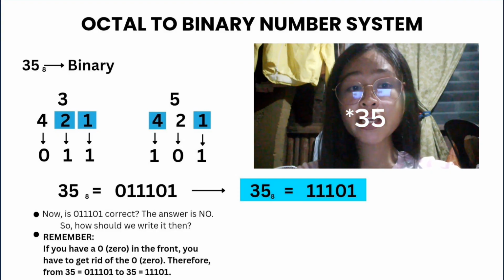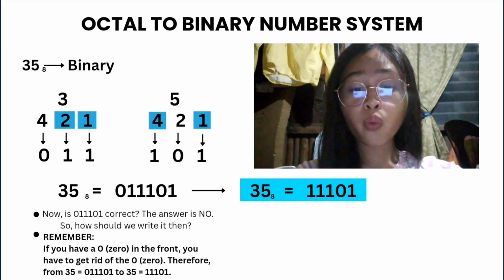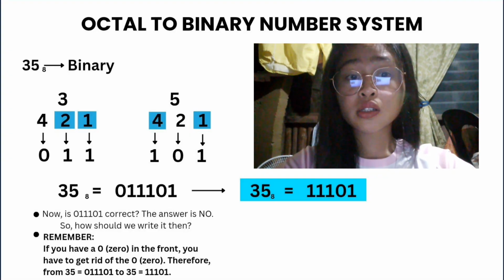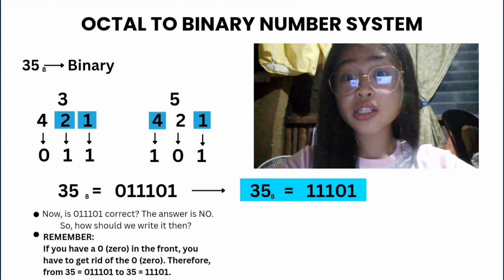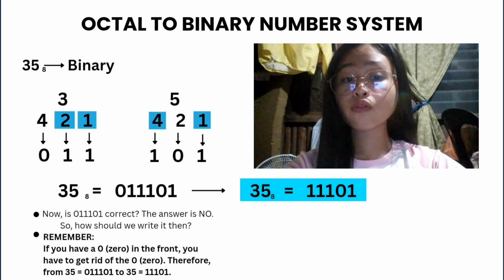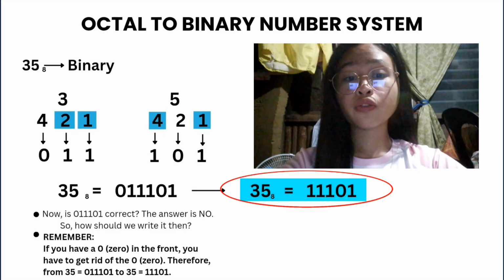56 and the base 8 being converted into binary is 011101. Now, is 011101 correct? The answer is no. So, how should we write it? Remember, if you have a 0 in the front, you have to get rid of the 0. Therefore, from 35 equals 011101, it has come to become 35 to 11101.